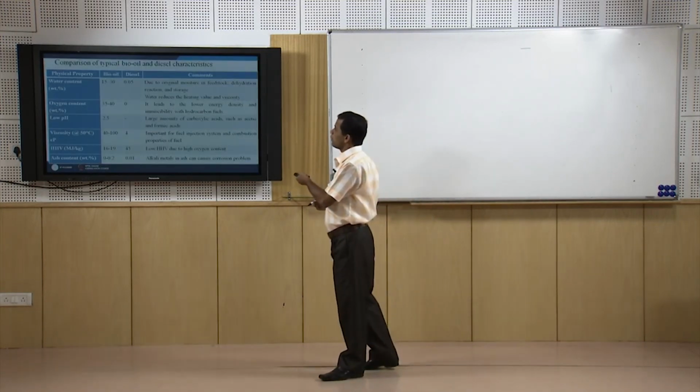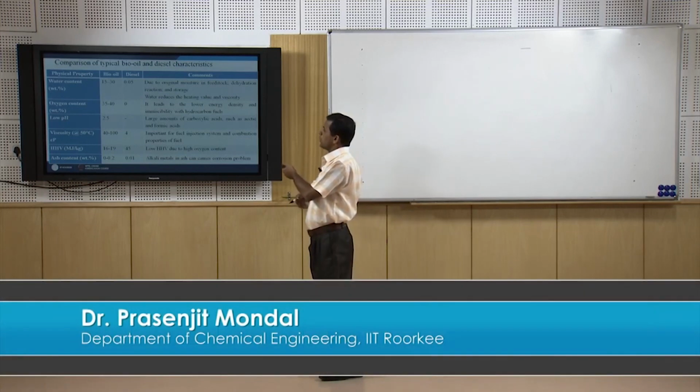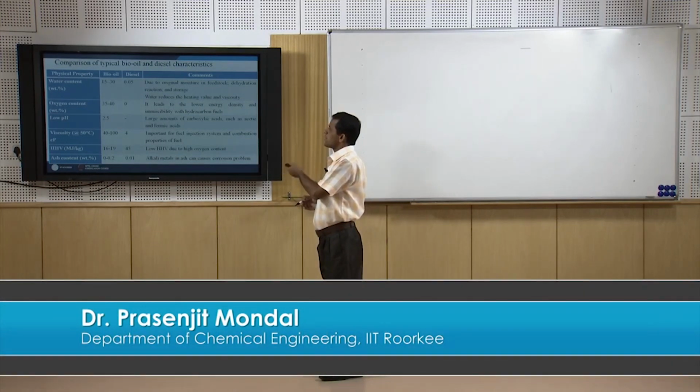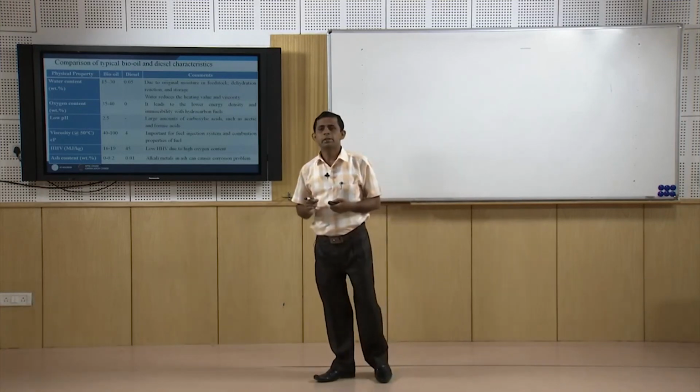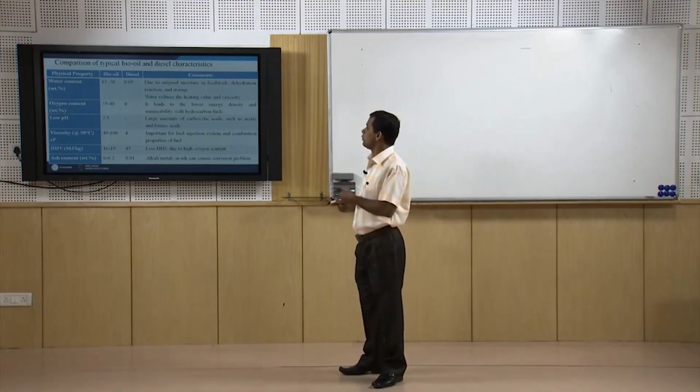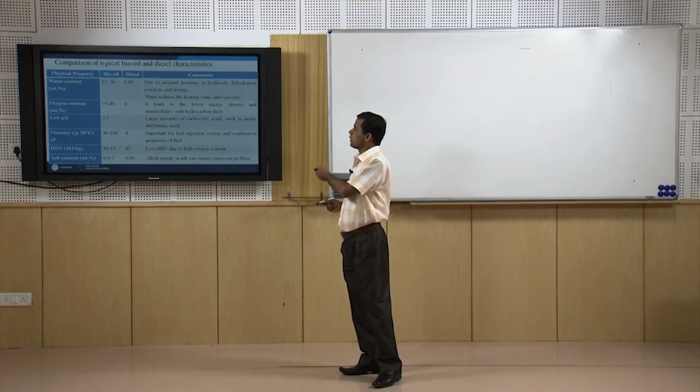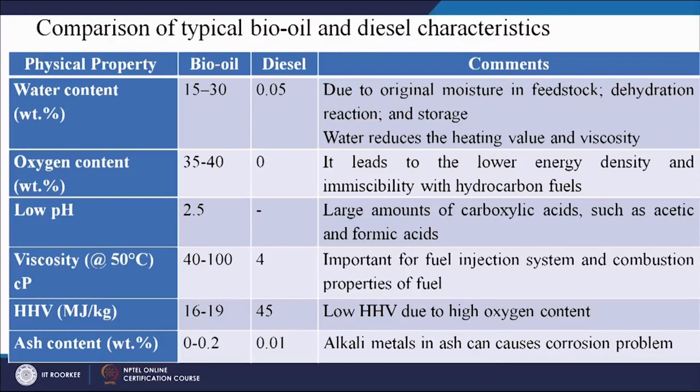Here we see the comparison of some properties between diesel and bio oil. We see here the moisture content and oxygen content are very high with respect to diesel, which is not desirable and reduces the fuel quality. Also there is low pH, that is 2.5, due to the presence of carboxylic acids and acetic and formic acid etc., which are also not desirable. The heating value is also less in this case, and that is due to the presence of high oxygen content.